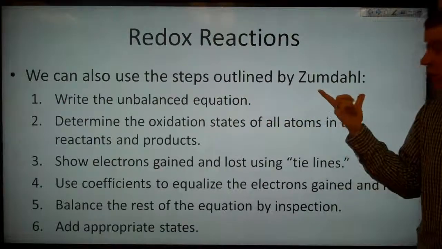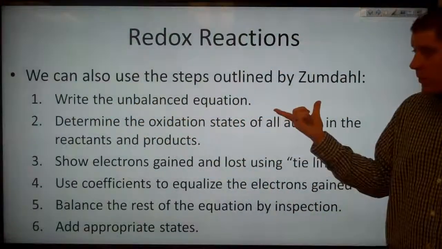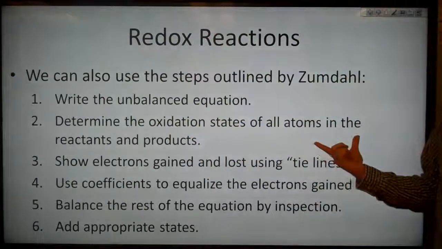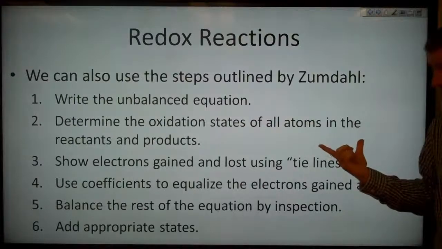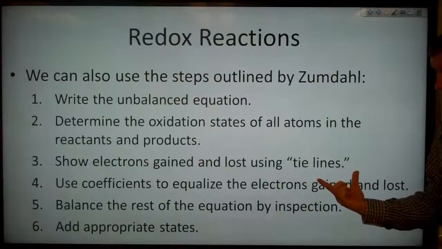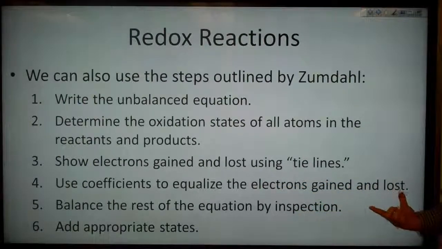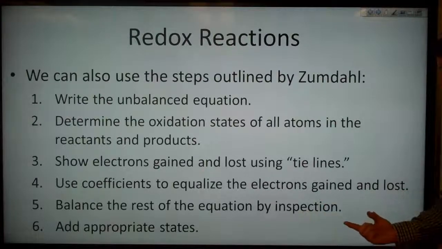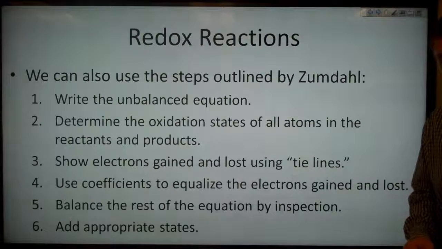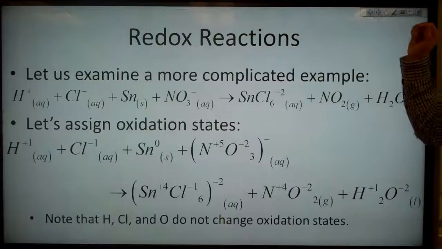So we can also use the steps that were outlined by Zumdahl. Zumdahl says to write the unbalanced equation, then determine the oxidation states of all the atoms in the reactants and products. Step 3 is to show the electrons gained and lost using tie lines. Step 4 is to use coefficients to equalize the electrons gained and lost. Step 5 is to balance the rest of the equation by inspection, as you would with a normal chemical equation. And then step 6 is to add appropriate states.